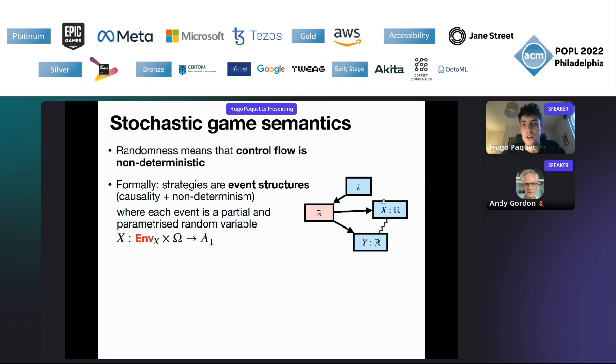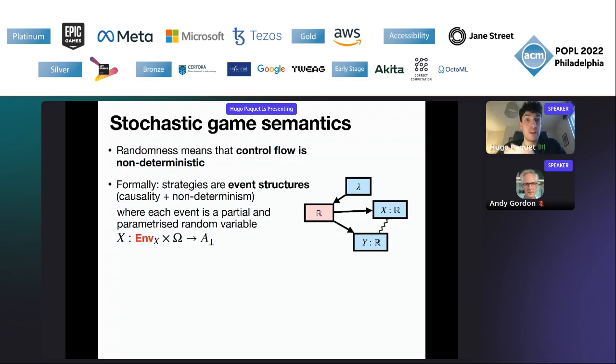So an event structure is a graph like this. It's really a partial order, so the events causally depend on each other. And then there's a structure for non-determinism, so that's an additional relation on events which says which two events are incompatible. So here this might be a program which on input R, on some real number input, can have two possible behaviors.